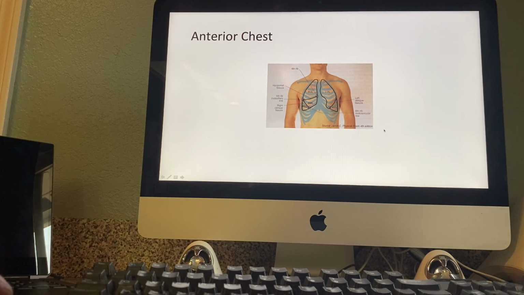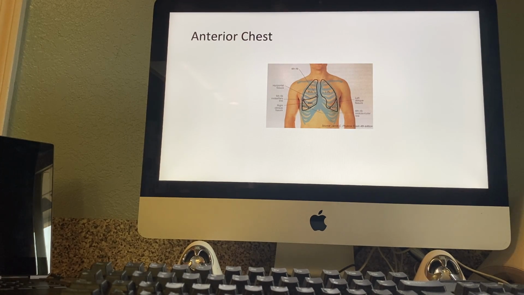Here's just another little diagram on a person, and that gives us a good idea, like we're talking about with that nipple line as our indicator. So you can see right here at his nipple is about where it transitions from his right upper lobe to his right middle lobe, and then the lower lobe over here. So you can see where you can auscultate that lower lobe mid-axillary.